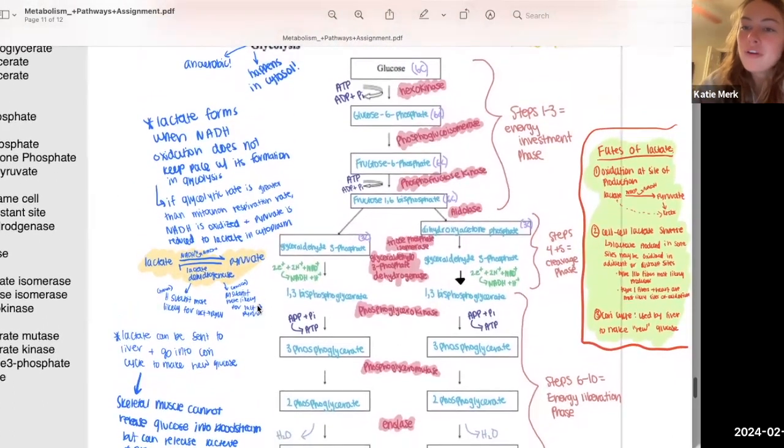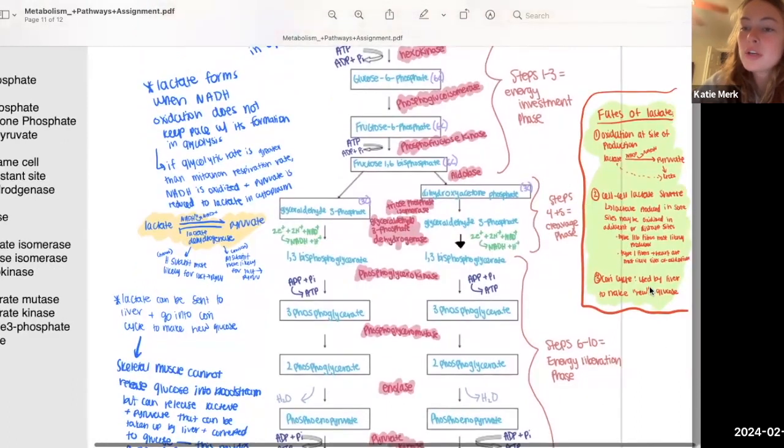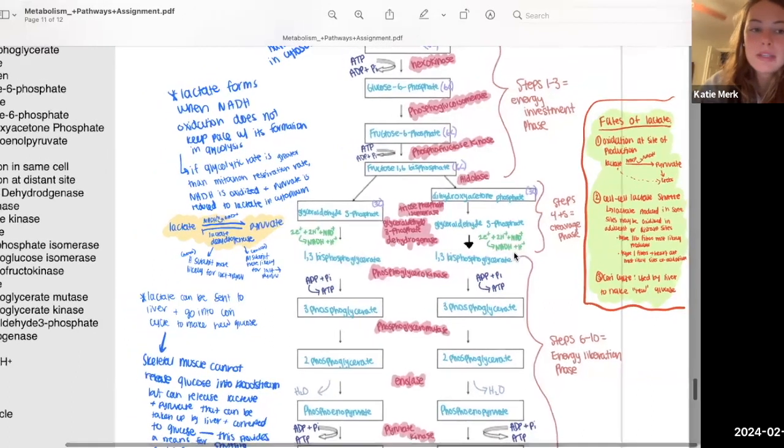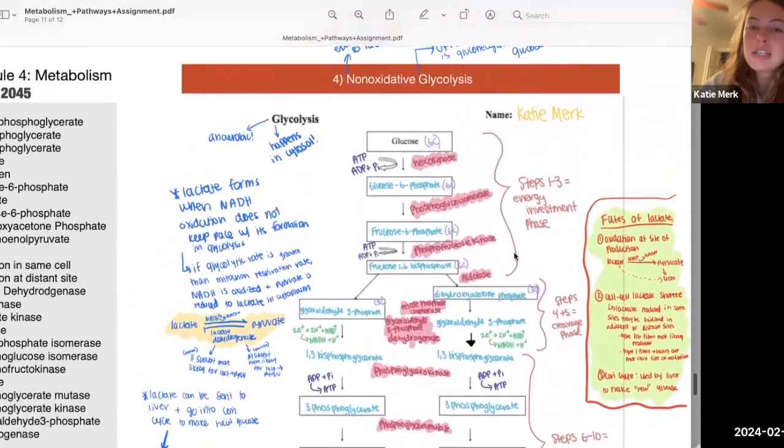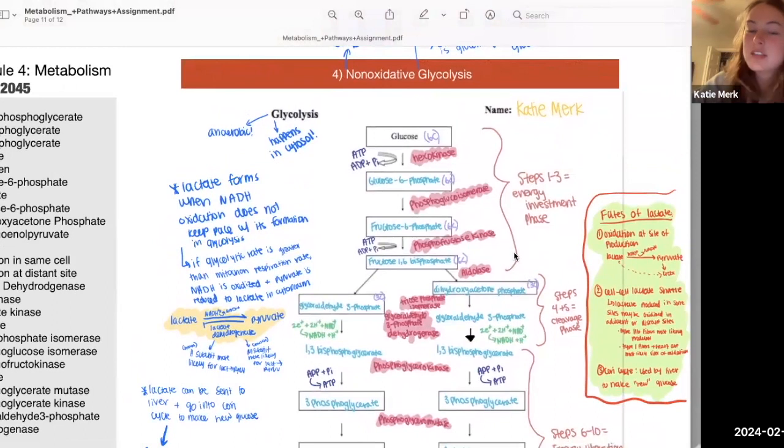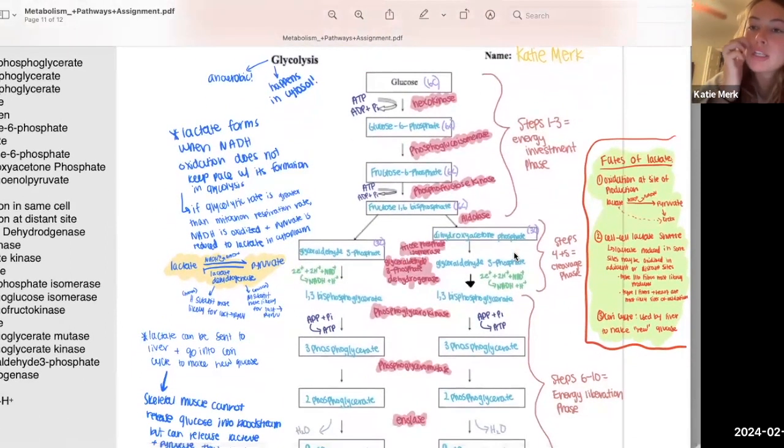So essentially we have 3 fates of lactate. We can have oxidation at the site of production or oxidation at adjacent or distant sites via the cell-cell lactate shuttle. And then we have the Cori cycle, which is used by the liver to make new glucose. So that's the basic basis of glycolysis and non-oxidative glycolysis and the fates of the products of glycolysis, such as pyruvate, potentially into lactate or vice versa.